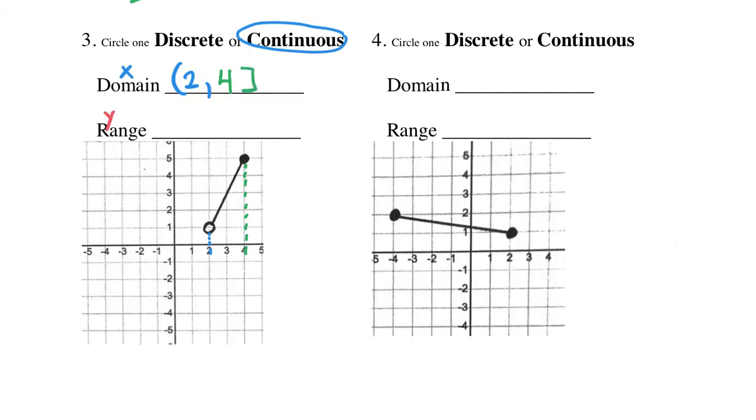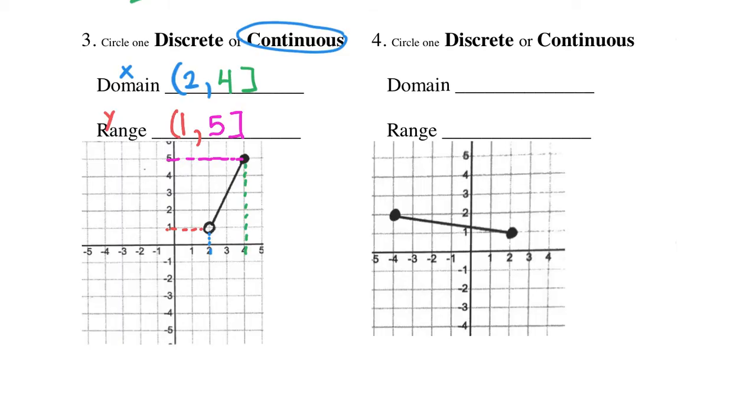Range is the y values. So in the y direction, I'm going to look for the lowest and highest y value for interval notation. The lowest point on the graph is this point right here. The y value at that point is 1, and it's an open circle, so I'll use a parenthesis. The highest point on the graph is way up here, and the y value of that point is 5. Because it's a closed circle, I use a bracket.